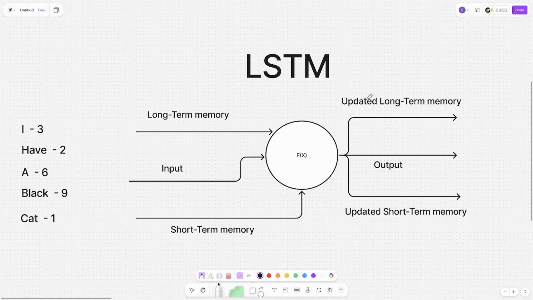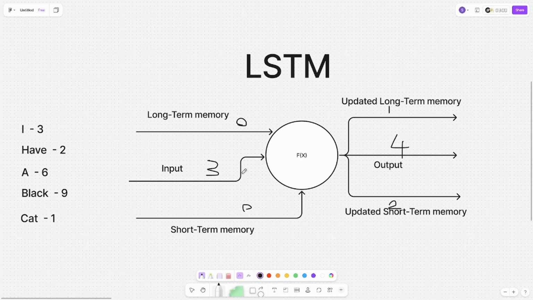Now, if we send "I" first, the input will be 3. And because it's our first run, we can say the long-term memory and the short-term memory are 0, because we didn't send anything earlier, and our first word is "I". After it processes it, it gives an output. Let's say the new output is 4, and the updated long-term memory is something like 1 and the short-term memory is something like 2.